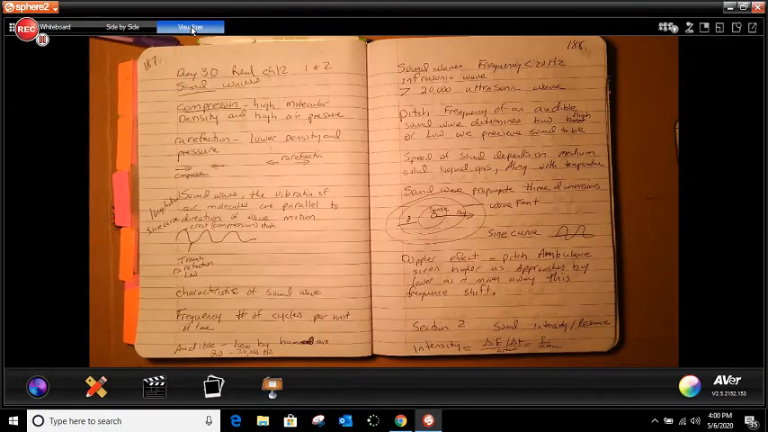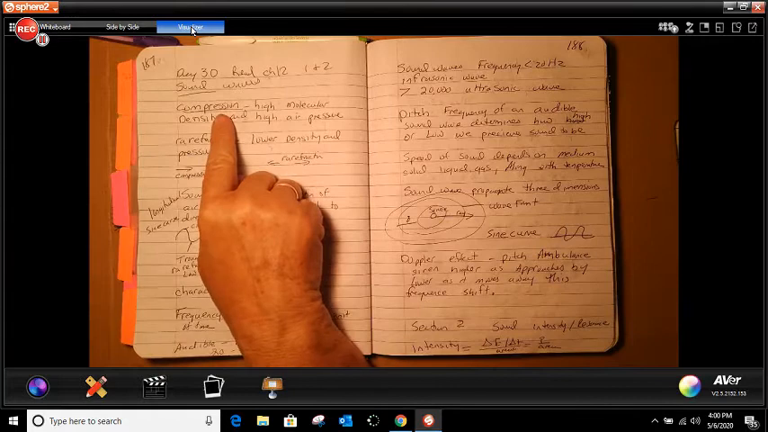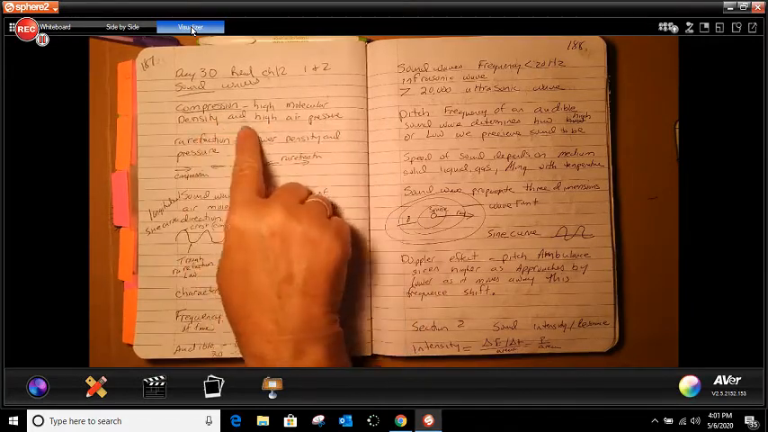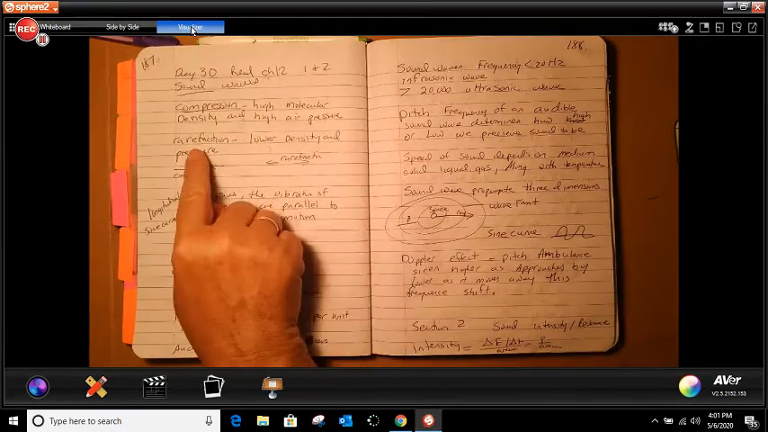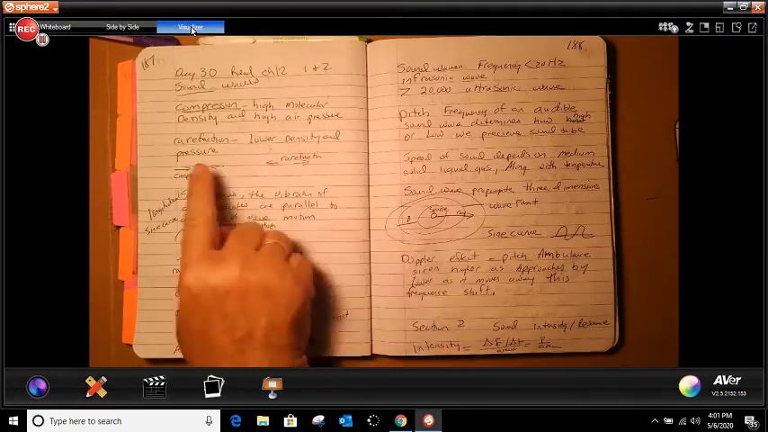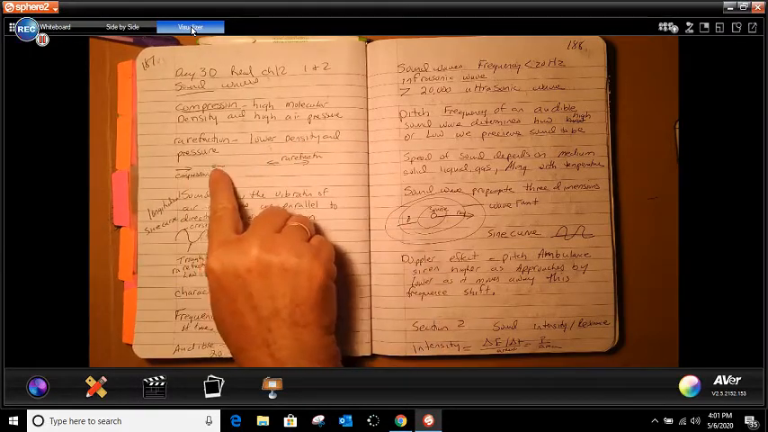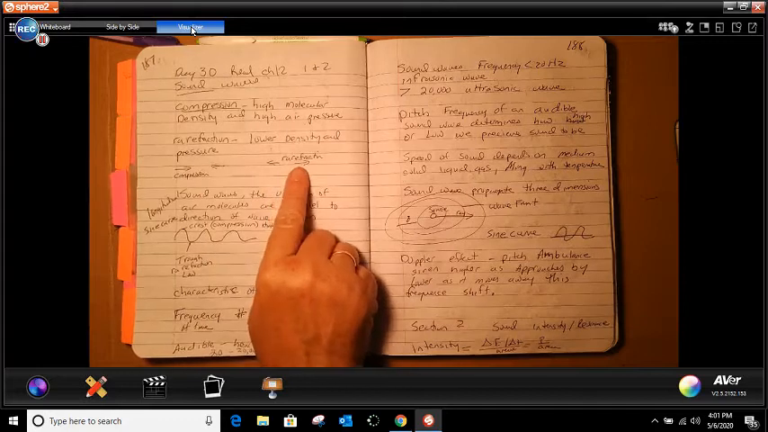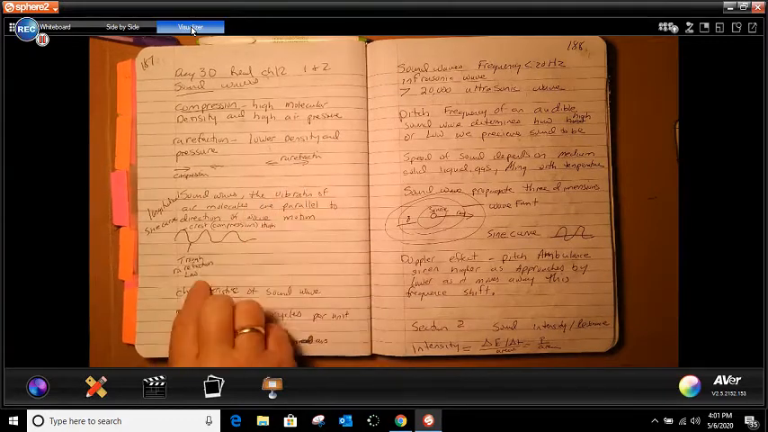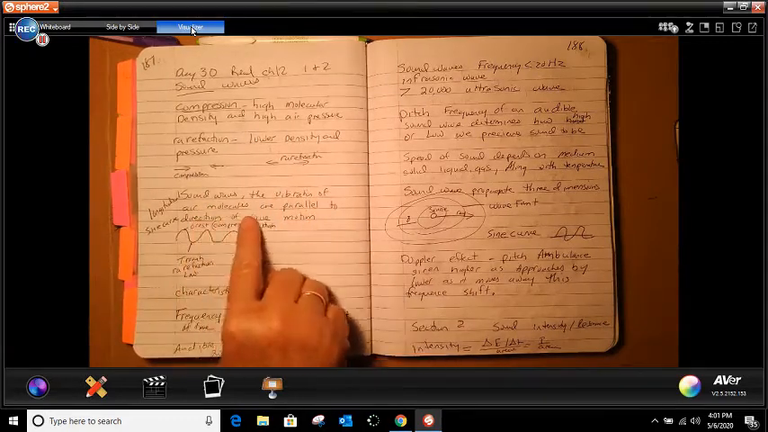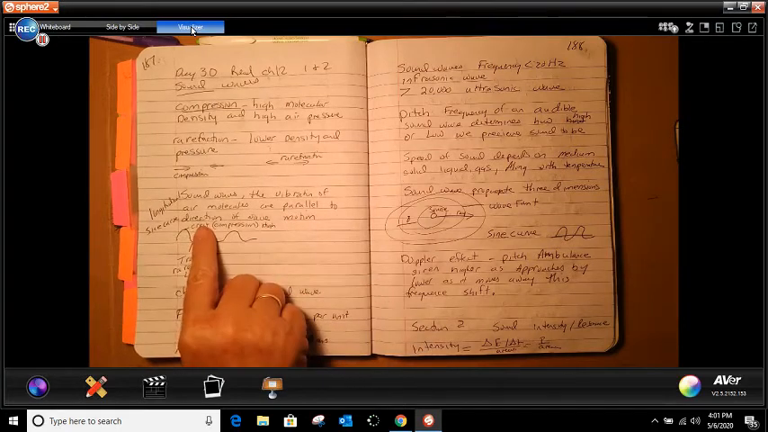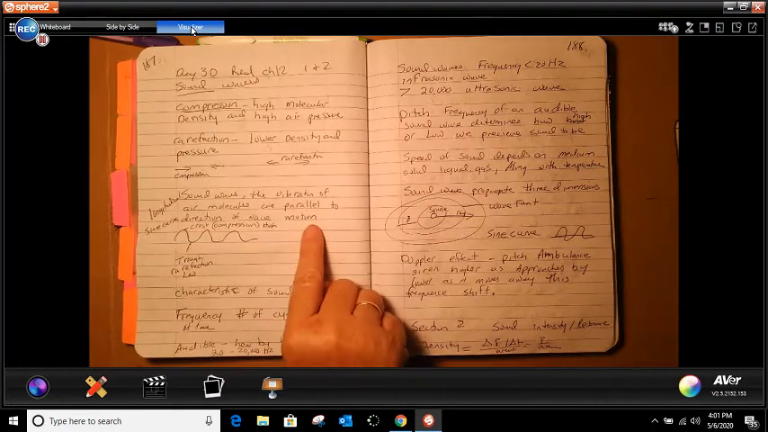So first things first, compression is high molecular density and high air pressure. Rarefaction is a lower density and pressure. So when you're doing compression, it's going in, and when you're going out, it's rarefaction. Sound waves are vibrations of air molecules parallel to the direction of the wave motion.